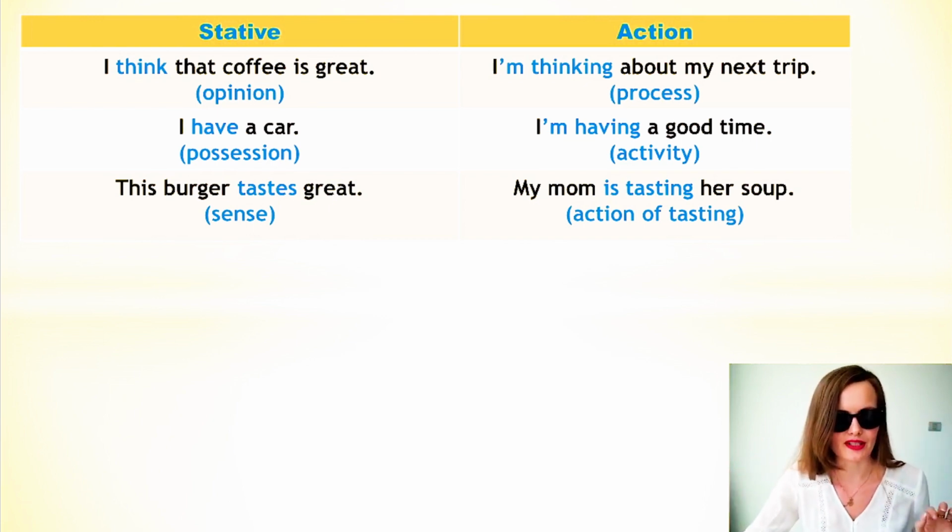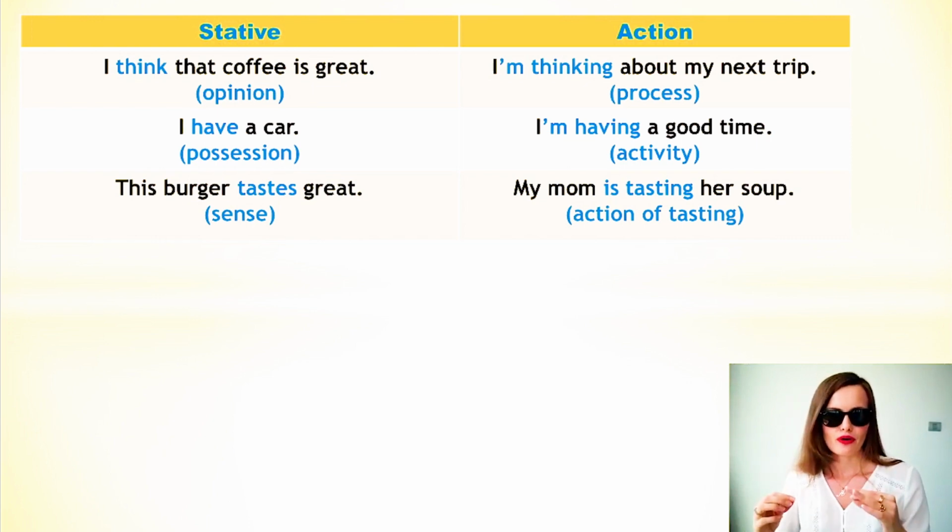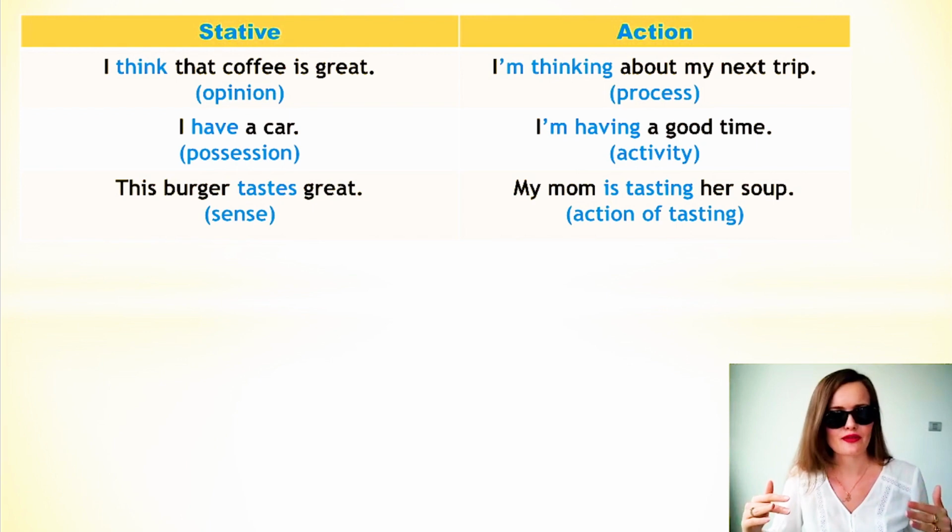Let's take a look at the first example. I think that coffee is great. In this sentence, the verb to think shows your opinion about the coffee. I'm thinking about my next trip. The verb to think shows the process. You're actually sitting and thinking about your next trip. You are in the process of thinking. You are thinking about it. Since the verb to think shows the process in this situation, it's going to be an action verb.